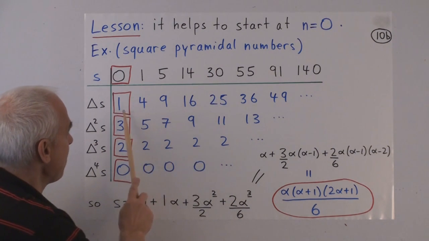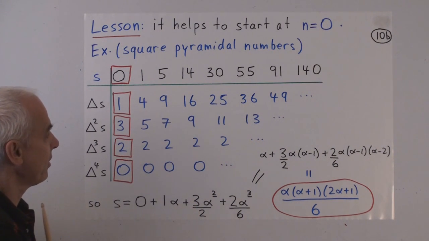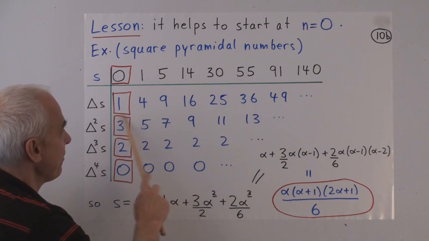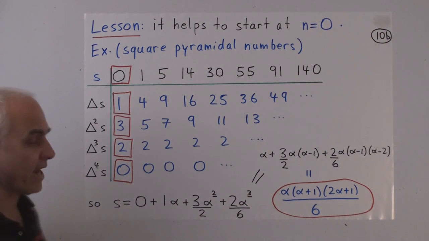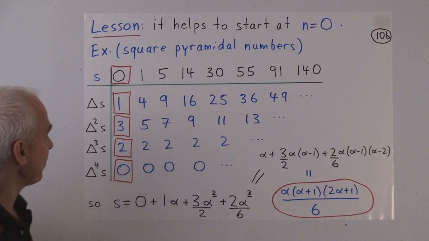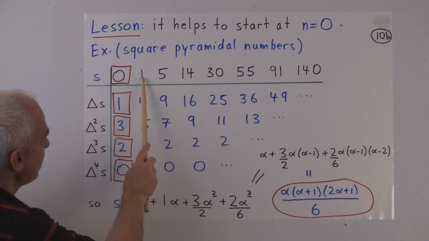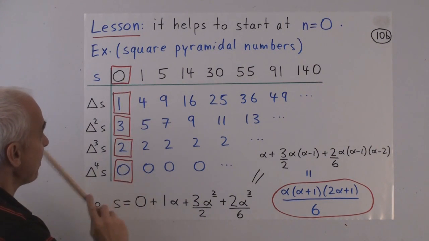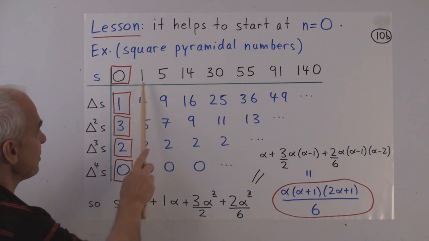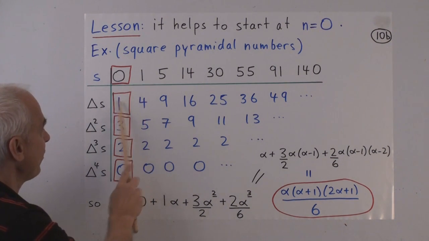Similarly, 30 is the sum of the first 4 numbers here. 55 is the sum of the first 5 numbers. Is that an accident? No, I don't think so, because we can see that this number here is going to be this one plus this one, because this one is the difference between this and this. So this one is this plus this.